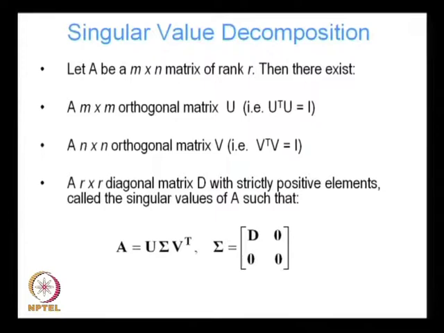So, all these matrices U, V and D, when D is written as an expanded matrix sigma, can be combined to form the matrix A. So, A is equal to U sigma V transpose. U sigma V transpose is the singular value decomposition of the matrix A.